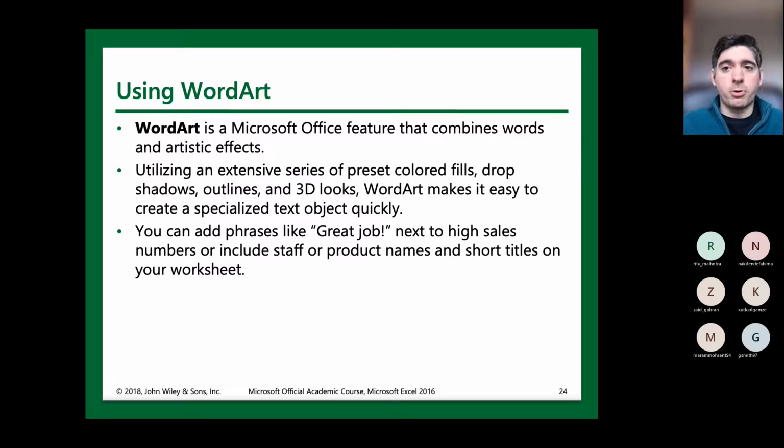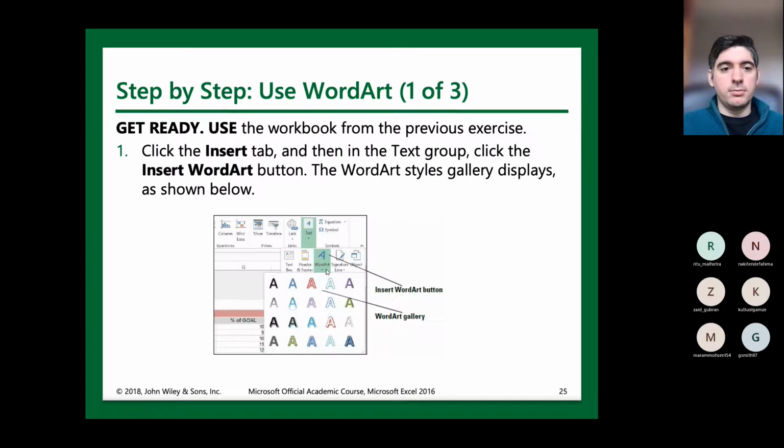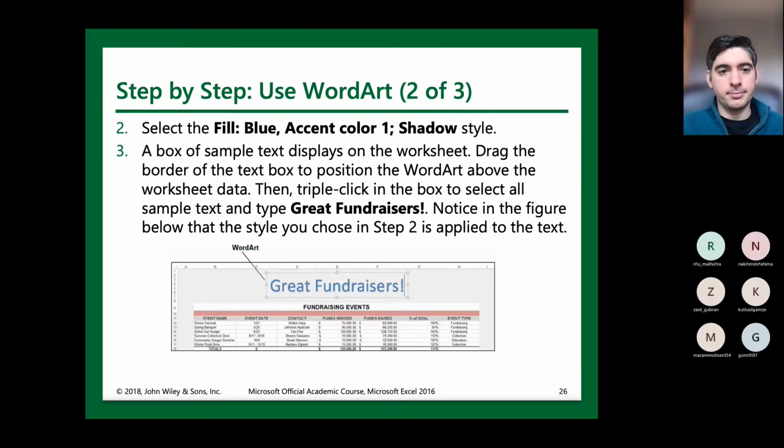Once you've got a text box, you've got the option to use word art. So this utilizes an extensive series of preset colored fields, drop shadows, outlines, and 3D looks. So once you've got the text, instead of inserting a text box, you can just insert word art here, and then do that from the word art gallery. So it might look like this.